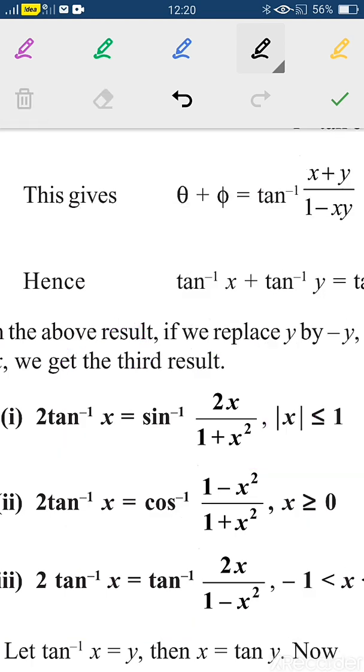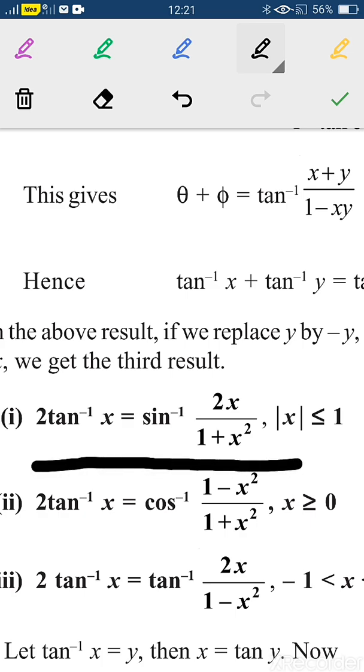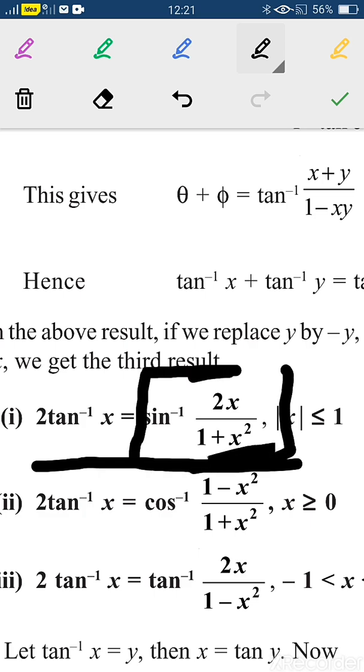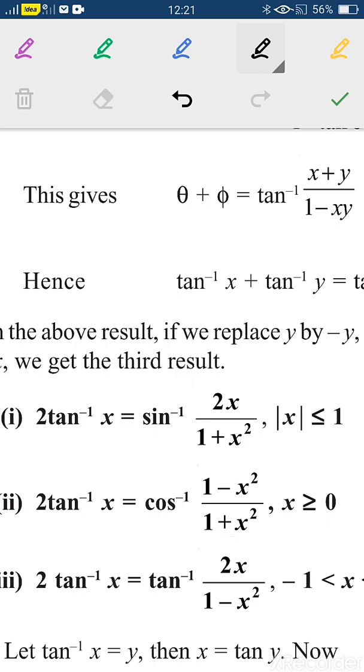Just learn only one formula. Other formulas are very easy to learn. So learn this formula: 2 tan inverse x is equals to sine inverse 2x upon 1 plus x square. In sine inverse there is a plus sign, right? In cos inverse there is a plus sign again in the denominator, right? This is perpendicular, this is hypotenuse, this is base. I hope these formulas are very clear. So after solving and learning these formulas, you are going to start with exercise 2.2.